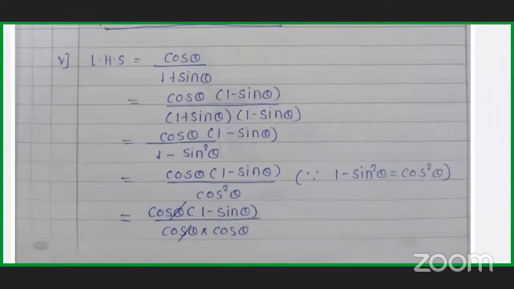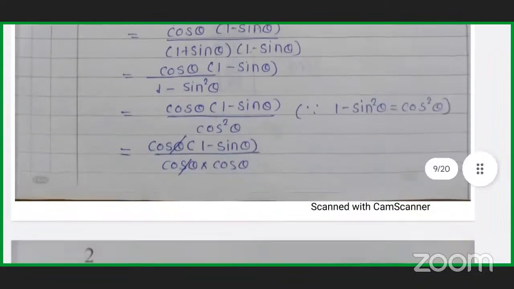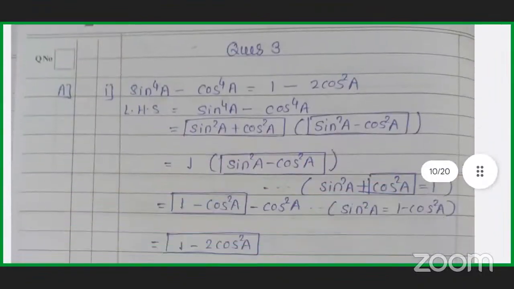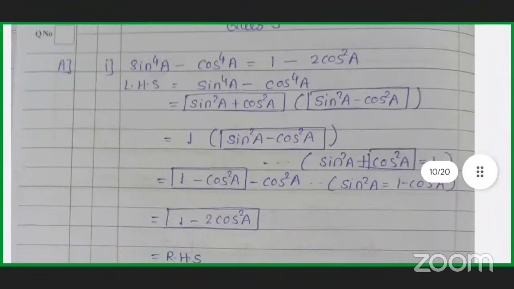Here one cos theta gets cancelled. So what will remain? We get the RHS, that is 1 minus sin theta upon cos theta. Here our second question is completed. Then we have to focus on question number 3A, which is again an activity based question.